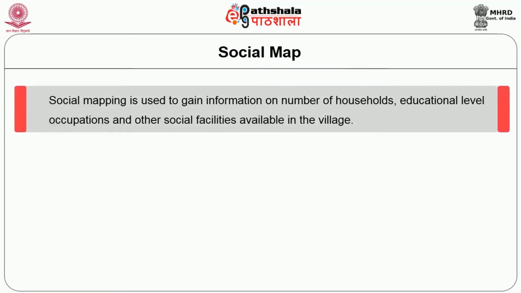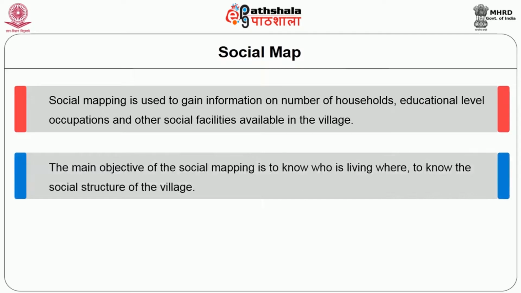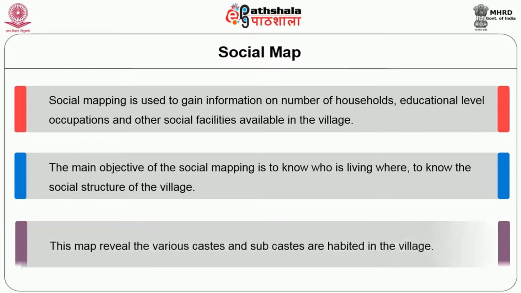Social mapping is used to gain information on number of household, educational level, occupation and other social facilities available in the village. The main objective of the social mapping is to know who is living where, to know the social structure of the village. The map reveals the various castes and subcastes inhabited in the village.